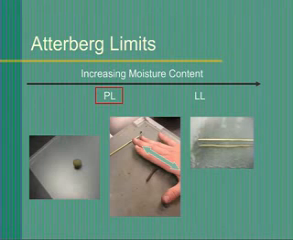Once you have made the 1/8 inch diameter thread, pick it up. If it remains intact, remold the sample into a ball and roll it out again. When the soil crumbles or breaks into pieces as you roll it out, it is at its plastic limit.